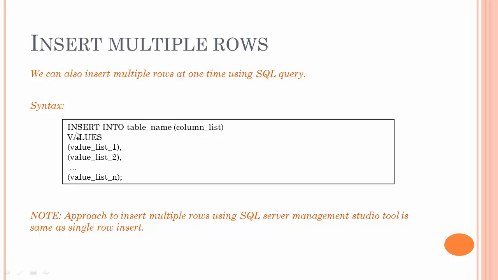So here we have the syntax: insert into table name, then we write the column list, then values, and inside the parentheses we write the values for these columns, and we write the values for multiple rows using a comma separator. So let's see how we can do this using SQL Server.